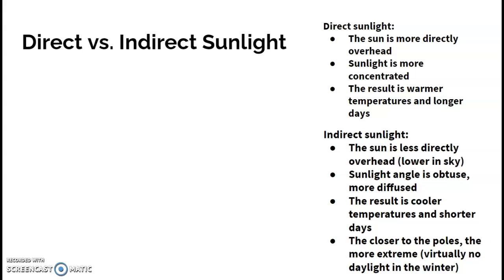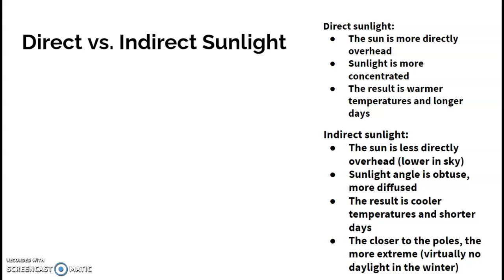So there is direct and indirect sunlight. With direct sunlight, the sun is more directly overhead. The sunlight is more concentrated. The result is warmer temperatures and longer days. With indirect sunlight, the sun is less directly overhead. It's lower in the sky. The sunlight angle is more obtuse, or diffused, or spread out. The result is cooler temperatures and shorter days.